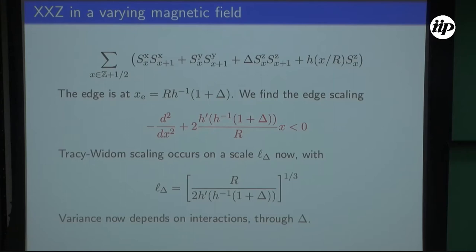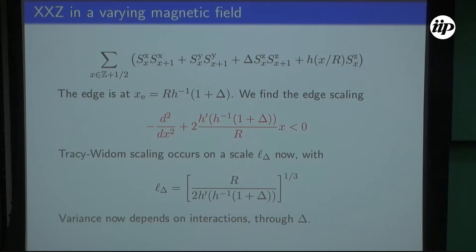Another example where you can check that is the XXZ spin chain. You can play the same game with an XXZ spin chain in a magnetic field. It is given by this Hamiltonian, and I take a magnetic field that depends on position. Here I take R large, so that the magnetic field varies slowly with position. This kind of problem you can also study with standard integrable techniques. The argument I was talking about tells you that there is Tracy-Widom scaling, and it tells you with which scale you need to rescale.